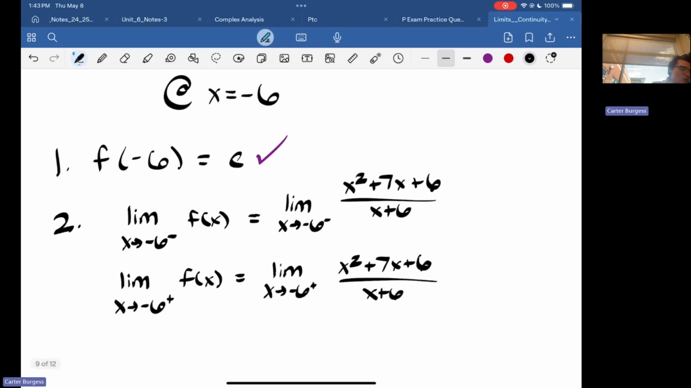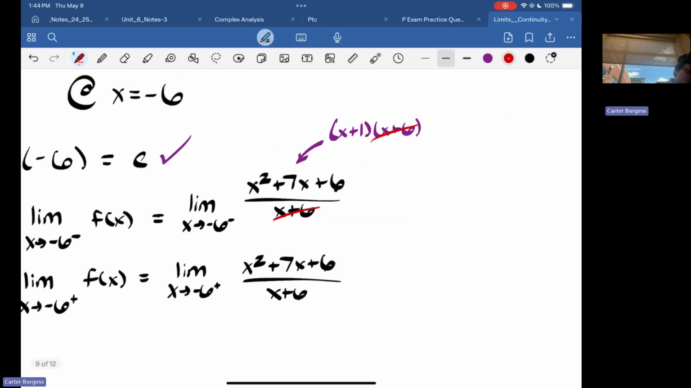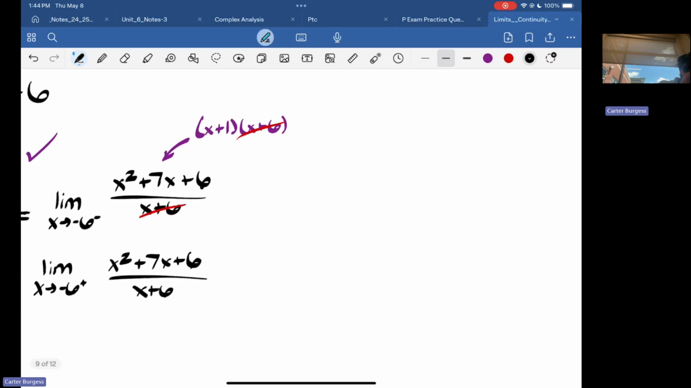That's fine. What could we then do to try and get the x plus 6 in our denominator to cancel? Let's try factoring the numerator. What are two numbers that multiply to make 6 that add to make 7? 1 and 6. And what's going to happen with my x plus 6s? They are going to cancel. For both my equations here, this is the same as the limit as x approaches -6 from the left of x plus 1. This is the limit as x approaches -6 from the right of x plus 1.